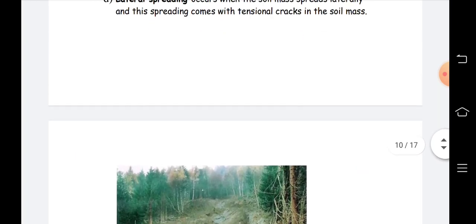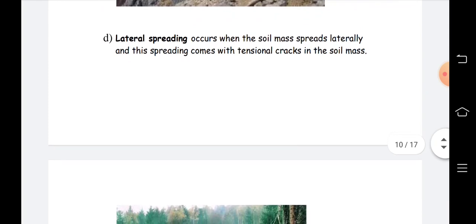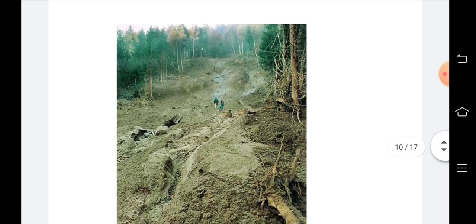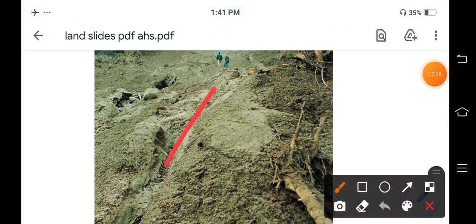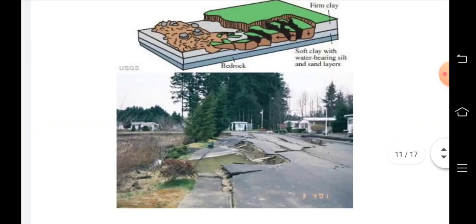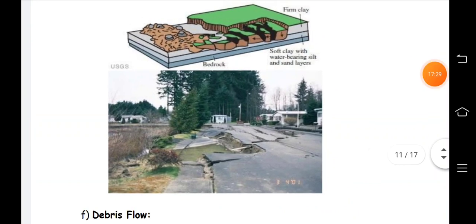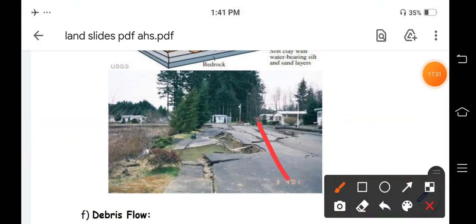Lateral spreading occurs when the soil mass spreads laterally, and this spreading leads to tensional cracks in the soil mass. We see this lateral spreading, this is a gap being created. In the lateral direction the spreading occurs, so this is called lateral spreading. This is our ground and this spreading is called a landslide.